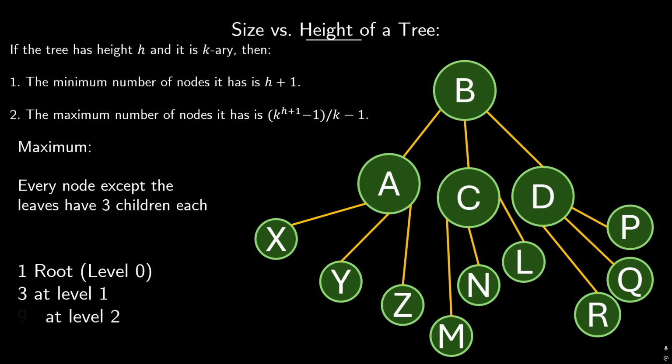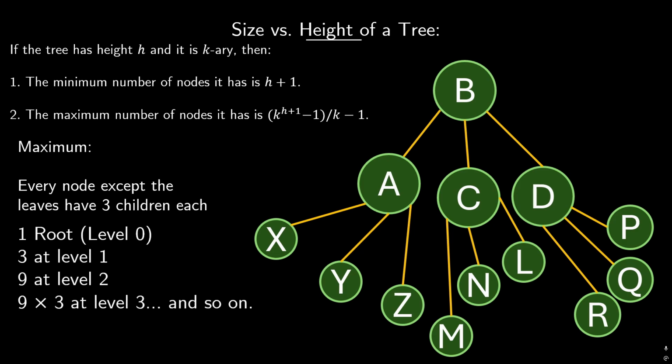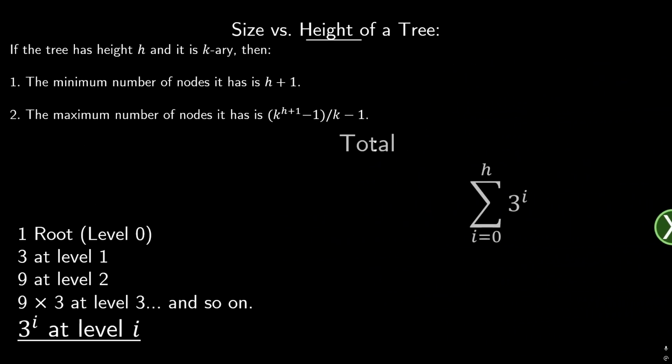Okay, so you can imagine how at this point, if we were to keep doing this, at level 3, we're going to have 9 times 3 nodes at level 3. We're going to have 3 to the power of i nodes at level i. But we wanted to count the total number of nodes in the tree. So how do we do this?